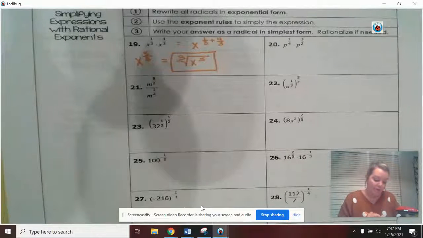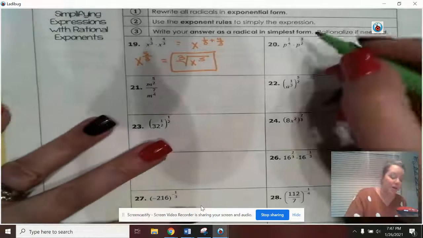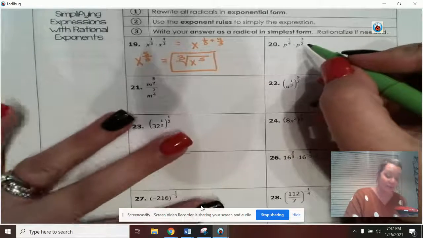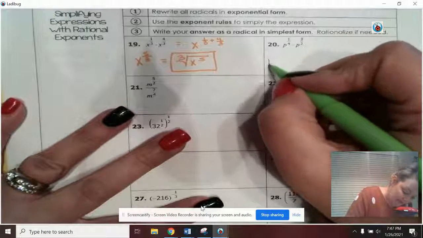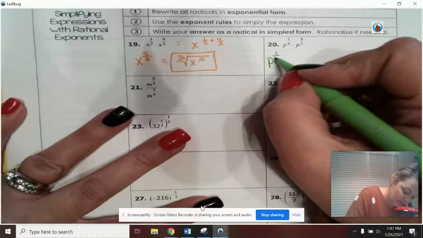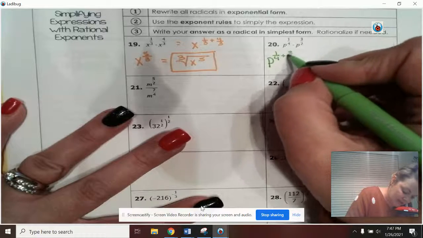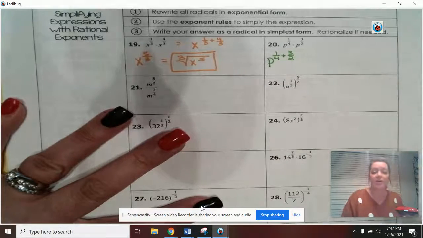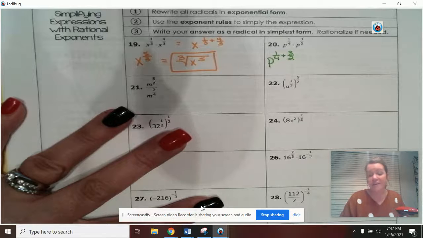Okay, p to the 1/4 times p to the 3/2. Base to a power times base to a power. They're the same base. They're both p's. So when it's base to a power times base to a power, we add the exponents. So I have p to the 1/4 plus 3/2. Now, these do not have common denominators. I need to get them real quick so that they do have a common denominator.